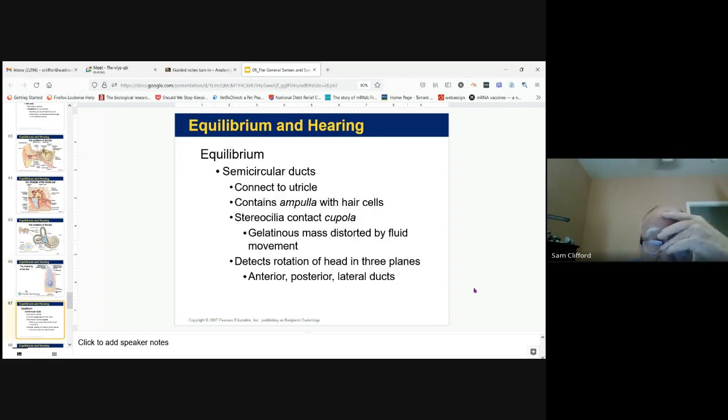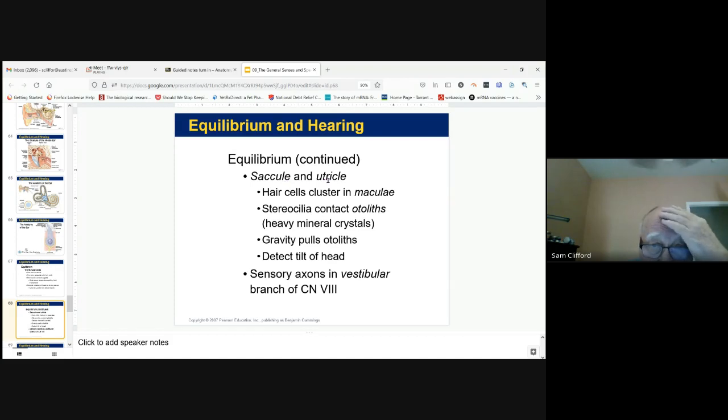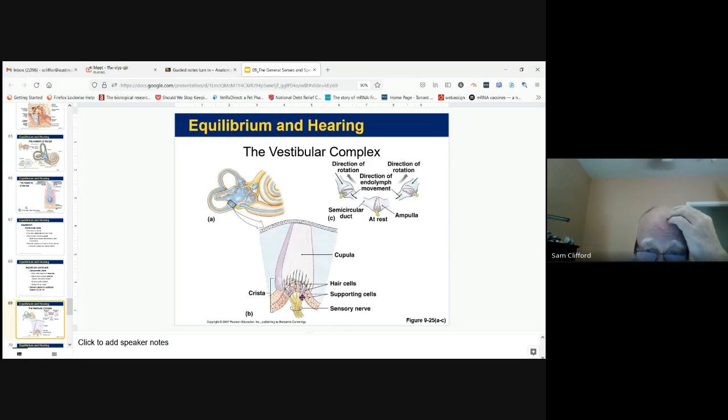The equilibrium is taken care of by the semicircular ducts, and you have various structures which we'll point out, but the gelatinous mass is distorted by fluid, and that's going to help us get information in three planes: anterior, posterior, and lateral. And that's going to be in the saccule, as I said, and the utricle. And these hair cells are going to be stimulated by otoliths, heavy mineral crystals in a thick gel. And gravity will change the position of these otoliths, and that's going to lead to nerve impulses leaving the equilibrium center of the semicircular canals, the saccule and the utricle, which have these hair cells.